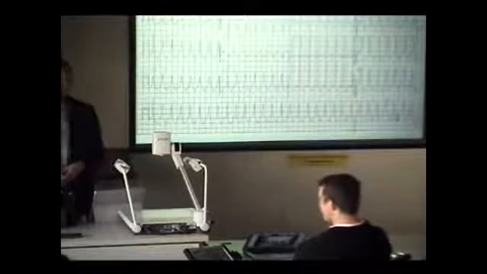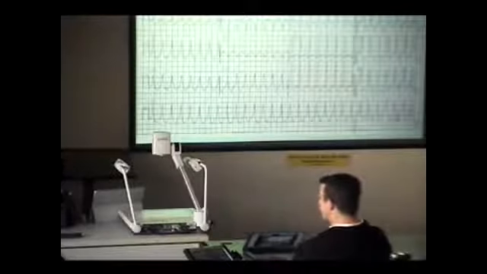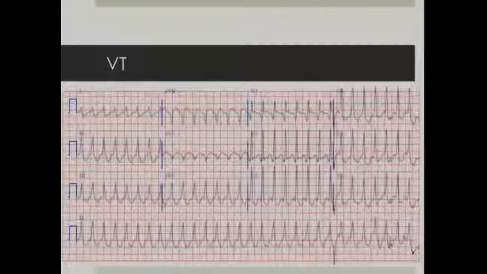This is a purely ventricular rhythm. It has no conduction through the AV node. So it's not a one-to-one V to A or A to V relationship. Does everybody understand that? Hopefully.